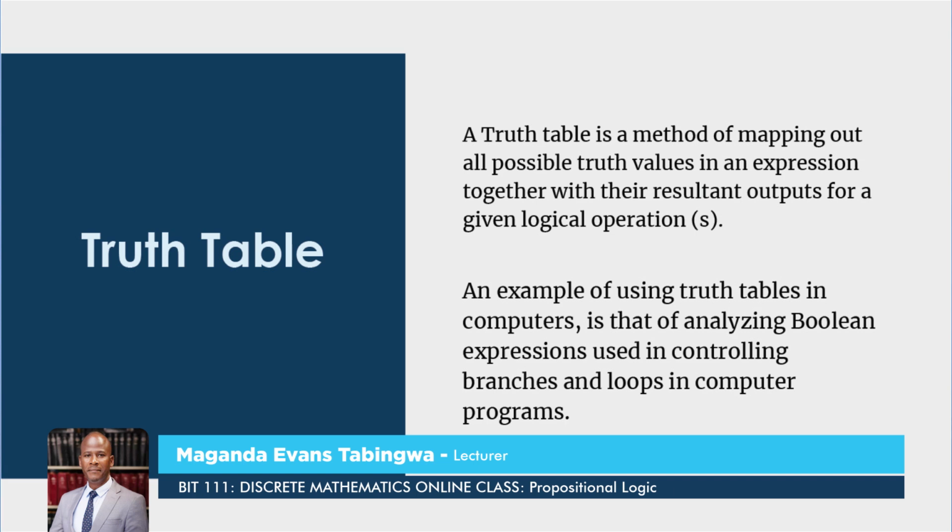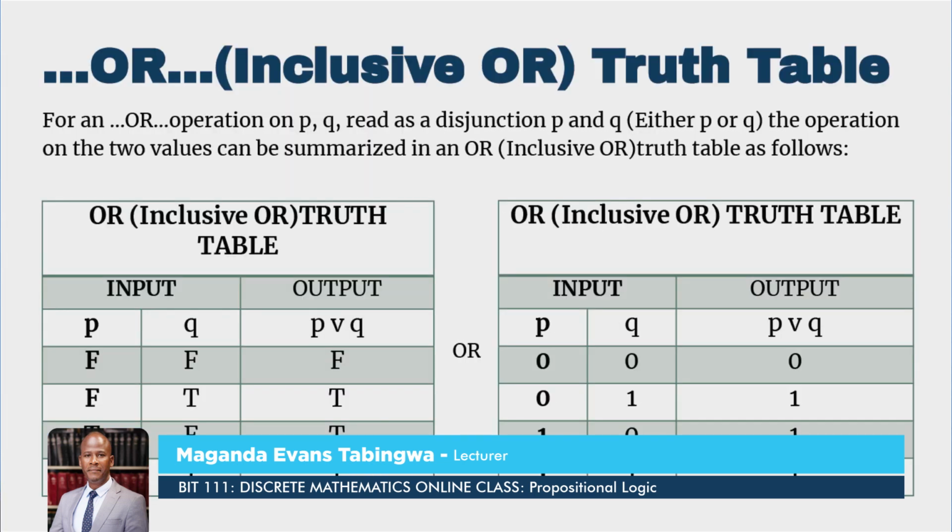So you represent all possible ways those statements can be combined, and then you also find the resultant values of how those compound propositions will turn out. Therefore, I have shared an inclusive OR truth table. For an OR operation, P and Q, read as a disjunction, the values can be summarized in an inclusive OR truth table as follows.